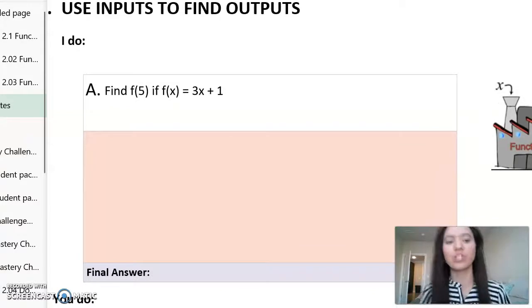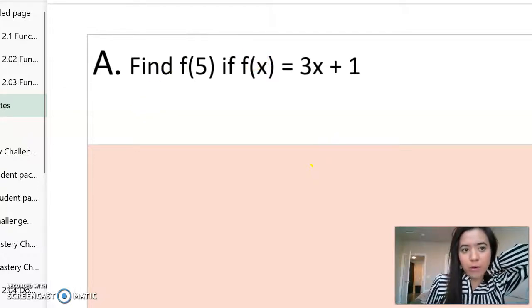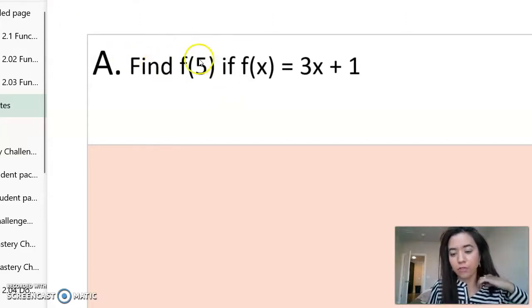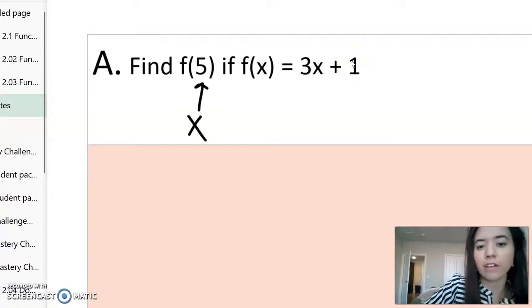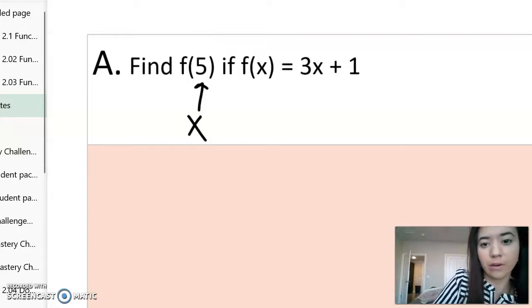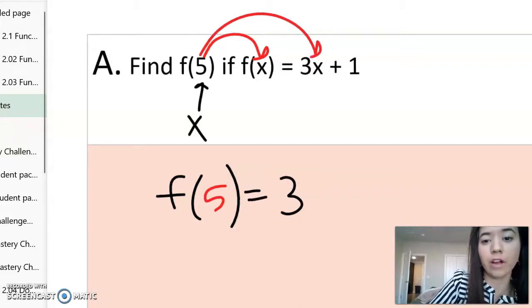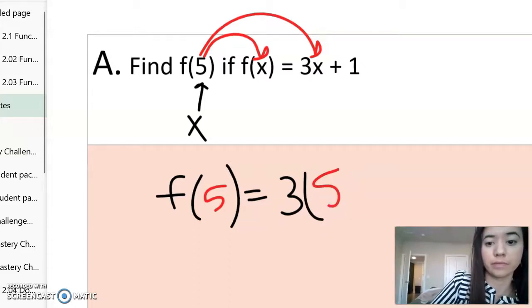Okay, so for evaluating functions, we have: find f of 5 if f of x equals 3x plus 1. From our last lesson, we talked about how f of 5 means 5 is your x value. Again, it's usually written as f of x. So when I've placed 5 inside, that means 5 is my new x. So wherever I see an x, I am going to put a 5 instead. So down here, I'm going to write f of 5 equals 3, and now there's another x, so I'm going to put another 5 in there, plus 1.